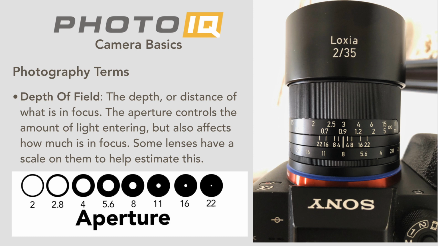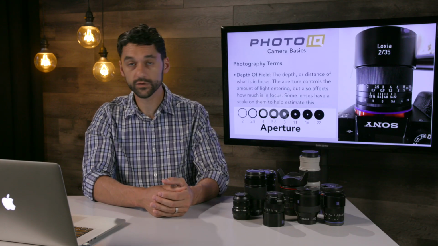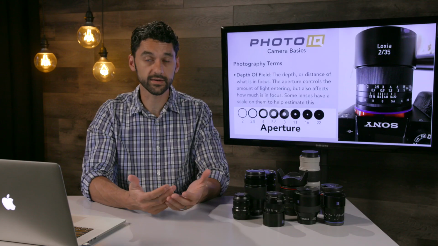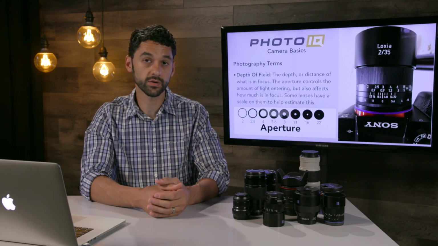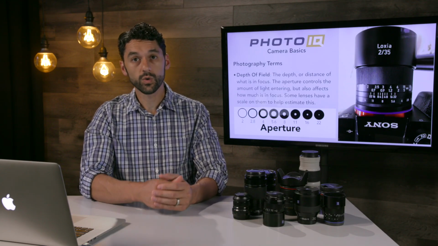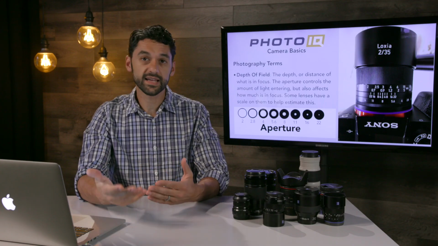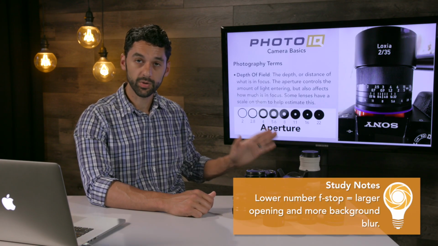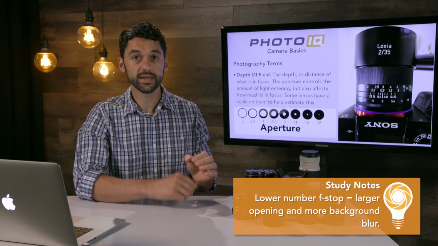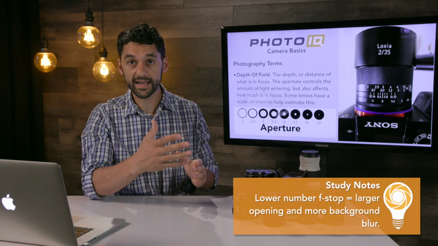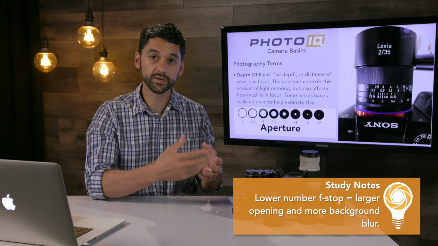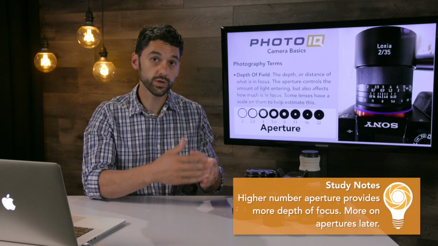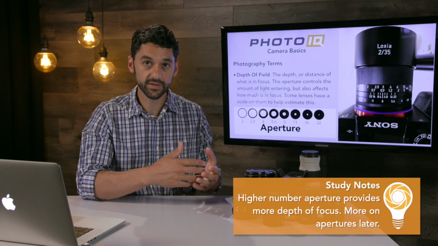So if 2, and that would be referred to as f2, if f2 is basically like 1/2, okay? And then f22 would be like 1/22. So 1/22 is much smaller than 1/2, right? So 1/22 is going to allow in that much less light. Each of these is one full stop apart. One stop is a measurement of light. It's either half or double. So when you go up one stop, you've doubled the amount of light. When you go down one stop, you've halved the amount of light.